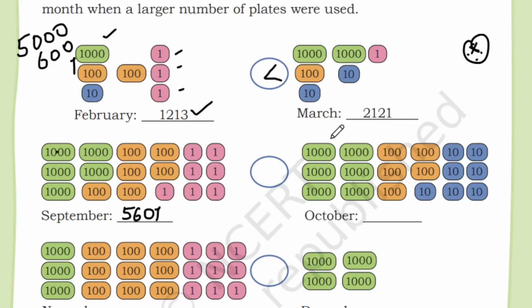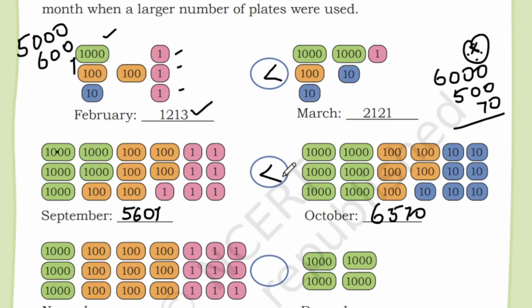In October, we have 1, 2, 3, 4, 5, 6, so 6000. Obviously October will be greater because in thousands we got 6000. Hundreds, 1, 2, 3, 4, 5, so 500. And how many tens? 1, 2, 3, 4, 5, 6, 7. 7 tens is 70. So no ones here. So this is 6570. So this is obviously bigger.